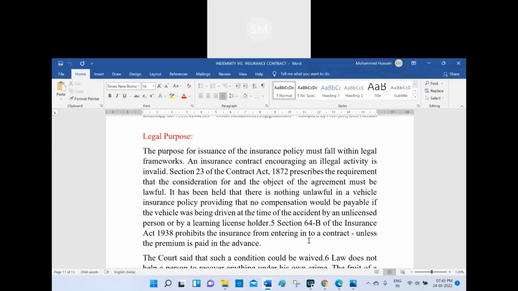Yes, sir. Very good. It has been held that there is nothing unlawful in a vehicle insurance policy providing that no compensation would be payable if the vehicle was being driven at the time of the accident by an unlicensed person or by a learner's license holder. Section 64VB of the Insurance Act 1938 prohibits the insurer from entering into a contract unless the premium is paid in advance.